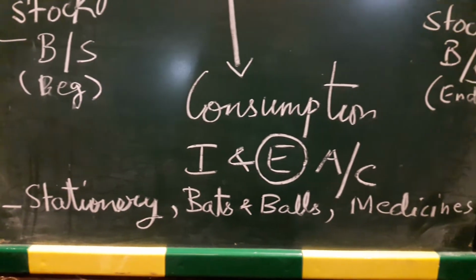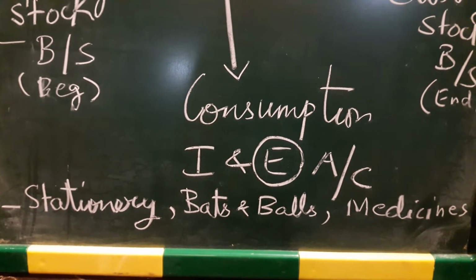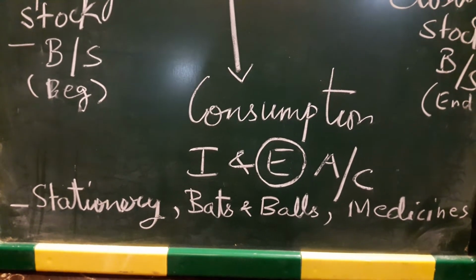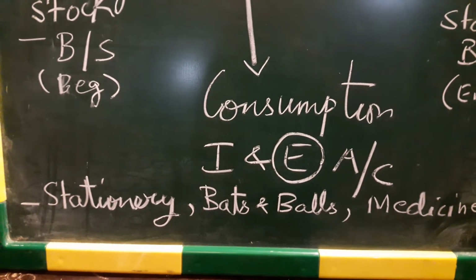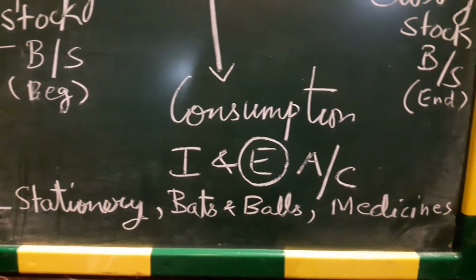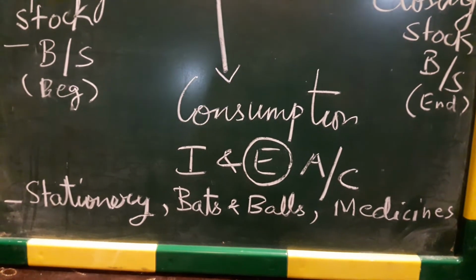Stationery, bats and balls. They are also called sports goods or sports material. Remember, it does not include sports equipment because equipments are assets. So, stationery, bats and balls or sports goods, sports materials, medicines, and other examples are there.